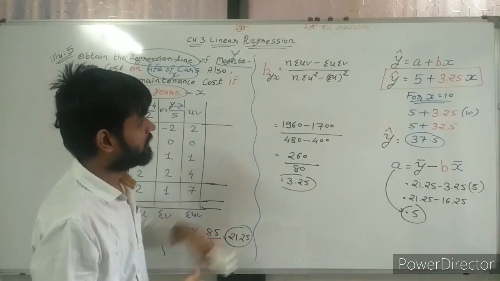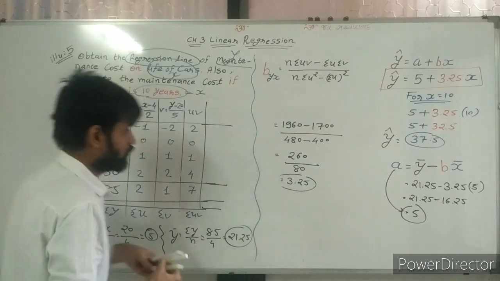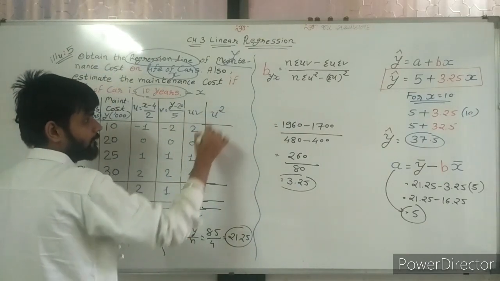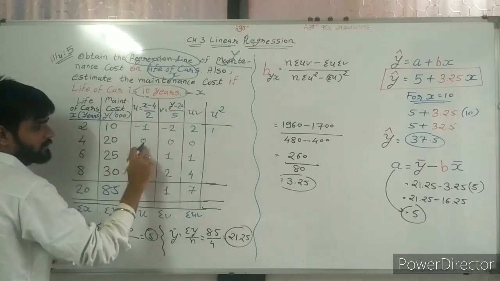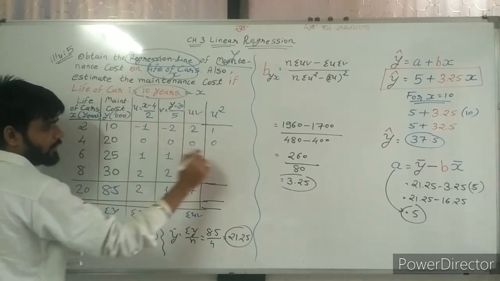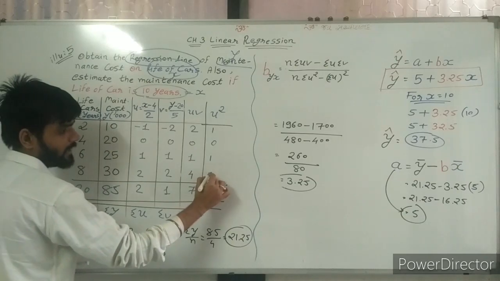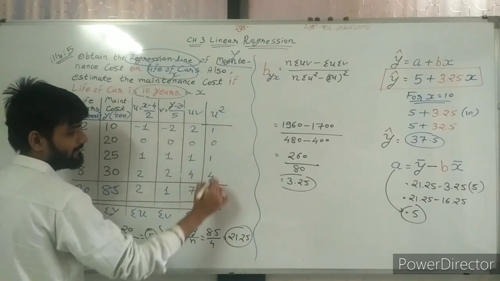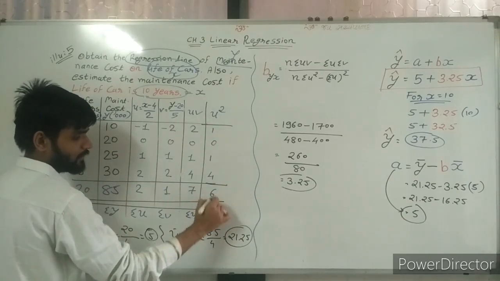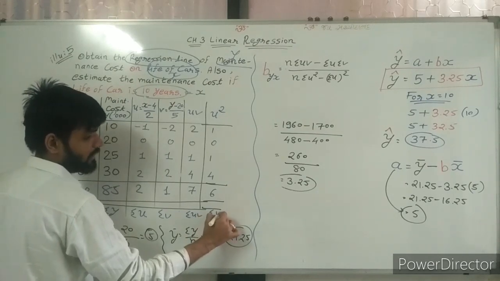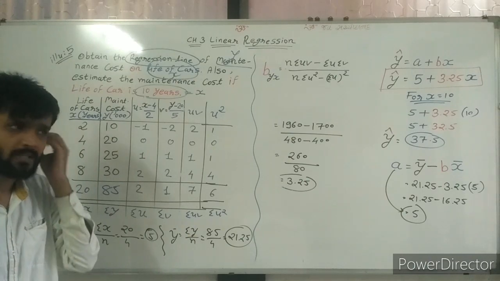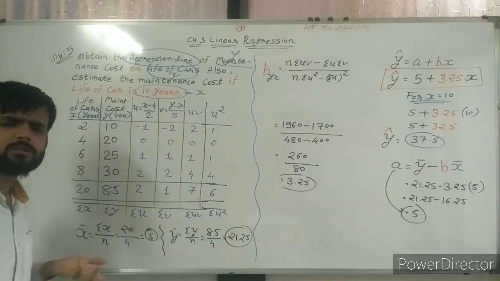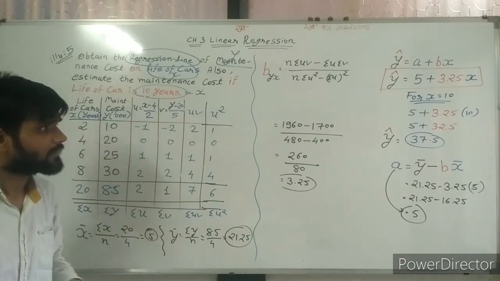Same way, what we need? Sir, we need u square also. So find u square, very quickly. 1 square 1, 0 square 0, 1 square 1, 2 square 4. 4 plus 1 is 5, 5 plus 1 is 6. So sigma u square is equal to 6. Now, sir, we have all the values. Simple. Write it.